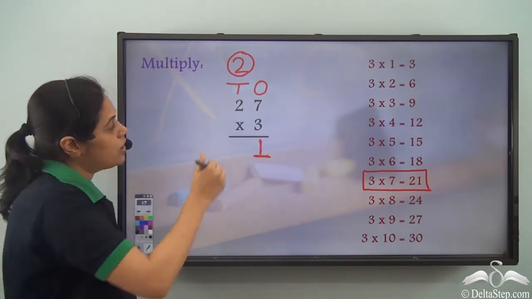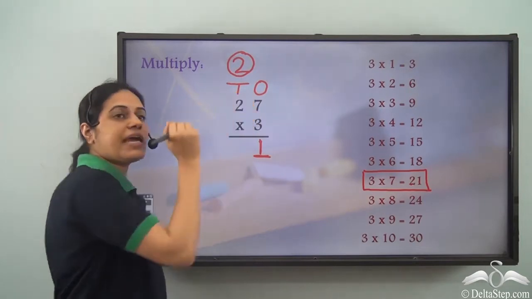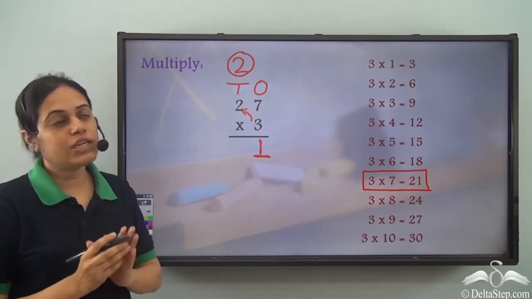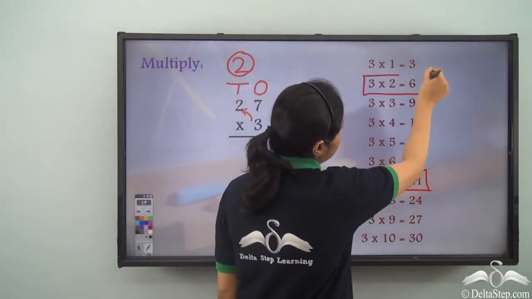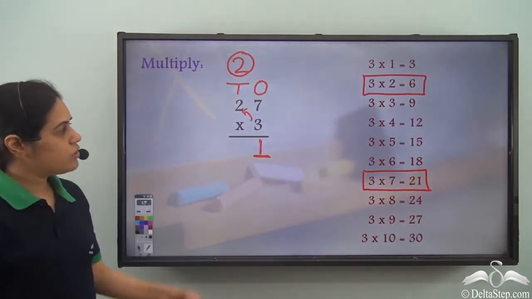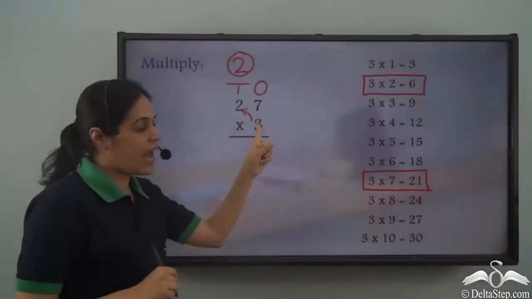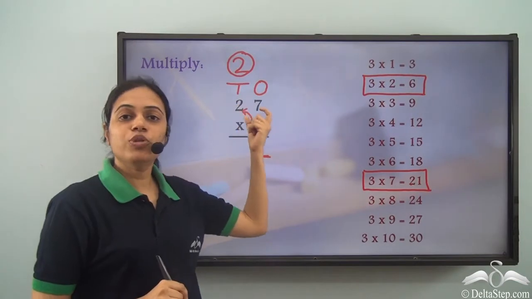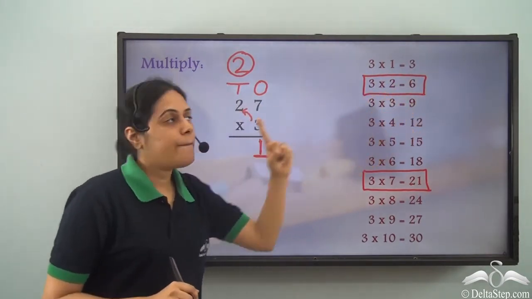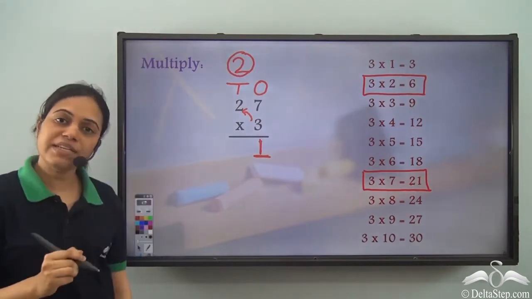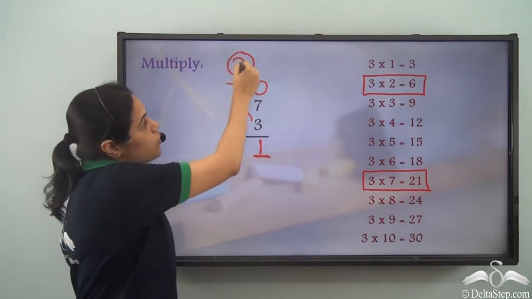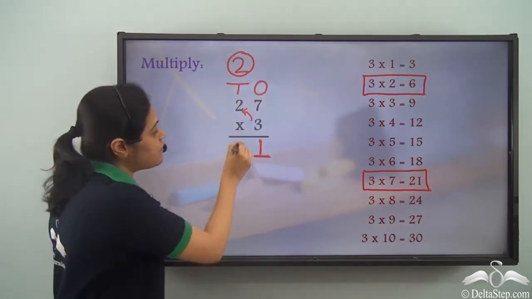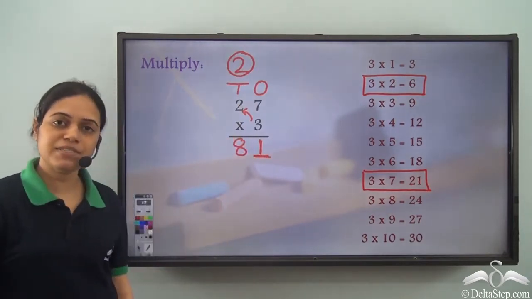Now what do I do? I first multiply 3 by the digit in the tens place. So 3 into 2. 3 into 2 from the table of 3 is 6. So should I write 6 here? I have 3 into 2 tens. Now 3 into 2 tens gives me 6 tens. But I also have 2 tens as carryover. So I need to add this 2 tens to the 6 tens. 2 tens plus 6 tens gives me 8 in the tens place.